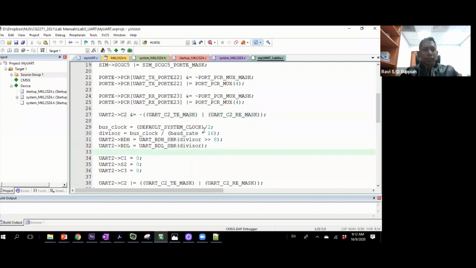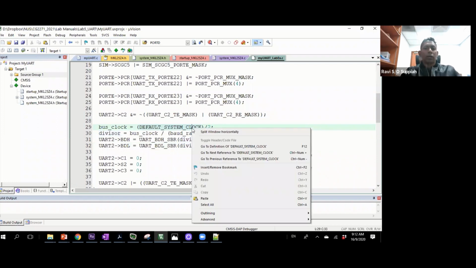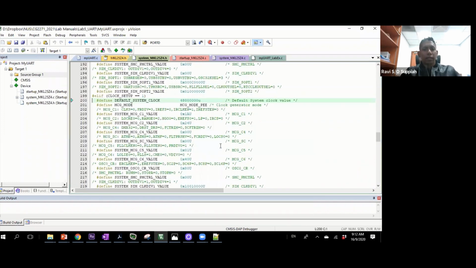Now this part here, let me explain this one first. So the first thing is bus clock and system clock. So what is the default system clock? For me, in this case, I am clocking it at 48 megahertz. So I've set up my system clock over here. And what is the bus clock?